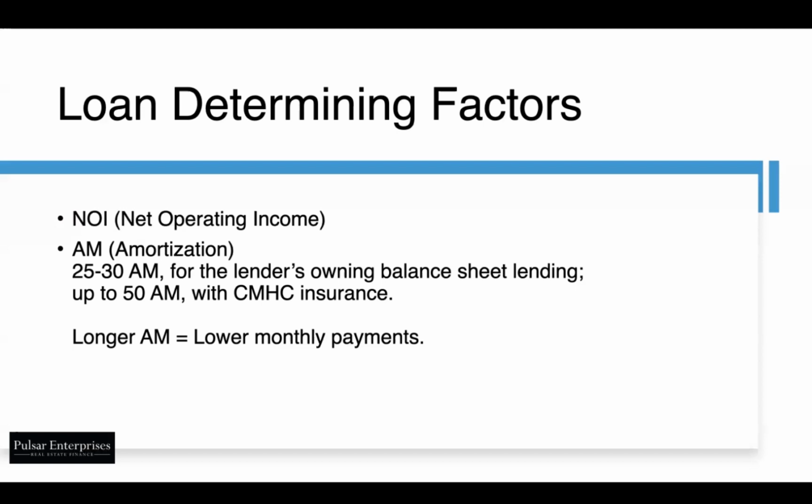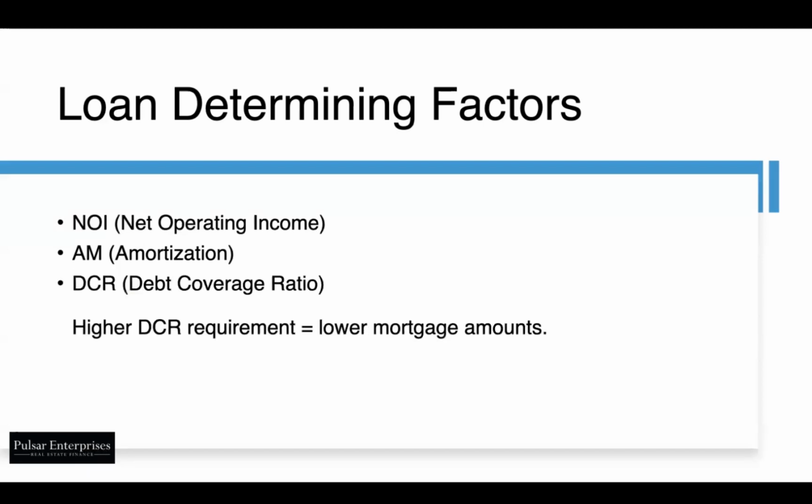And generally speaking, the longer the amortization, the lower the payments. So on the same amount of net operating income and the same debt coverage ratio requirement, the loan amount will become higher on the extended amortization. And the third loan determinant factor is the debt coverage ratios. The calculation of debt coverage ratios is using net operating income divided by mortgage payments.